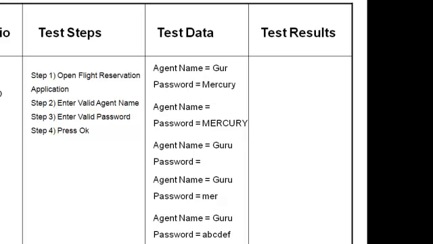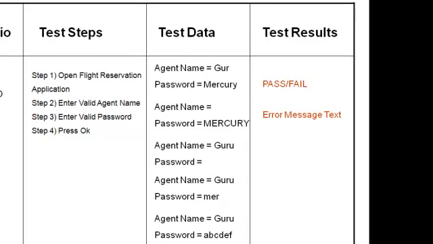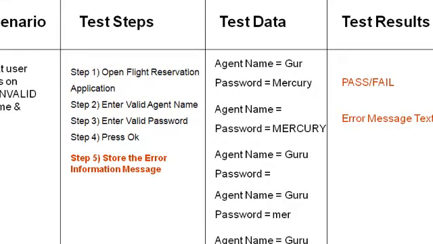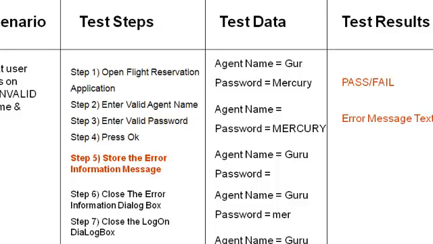As a part of test results, you may require pass and fail status and the error information message generated, since for different combinations of invalid agent name and passwords, different error messages would be generated, and it would be handy to capture the information messages for easy reference. This can be done by adding an extra step, store the error information message, before the close error information dialog box step.